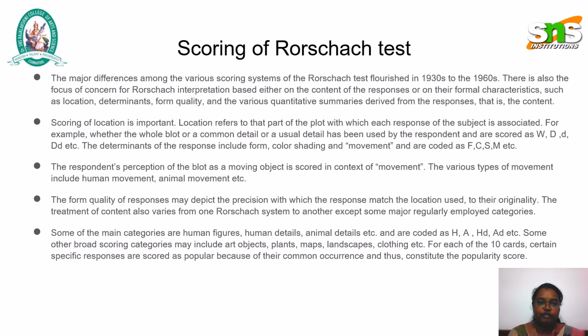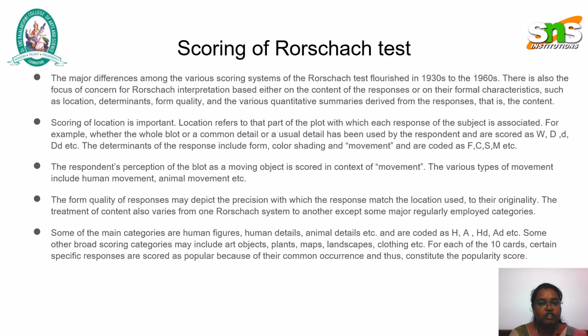Scoring of the Rorschach test. The major differences among the various scoring systems of the Rorschach test flourished in the 1930s to 1960s. There is also the focus of concern for Rorschach interpretations based either on the content of the responses or on their formal characteristics such as the location, determinants, form quality, and the various quantitative summaries derived from the responses.